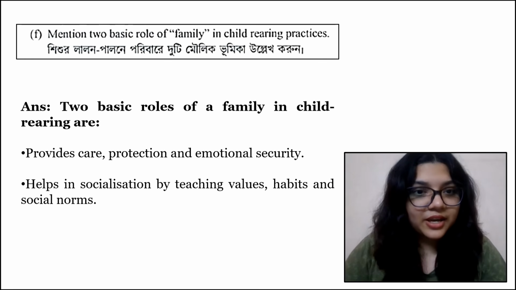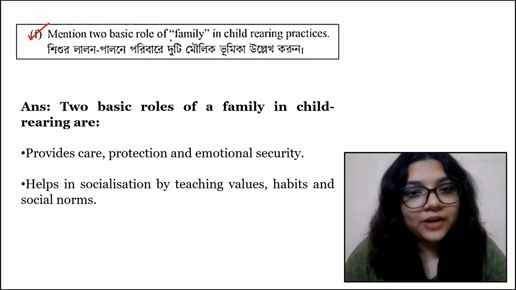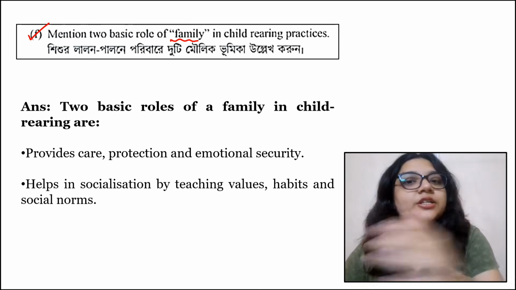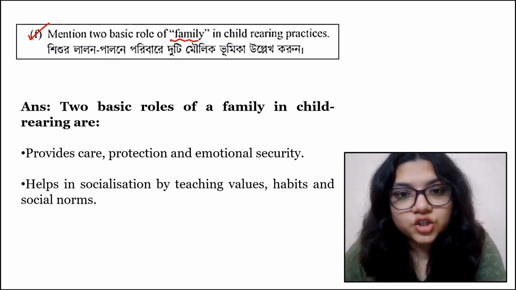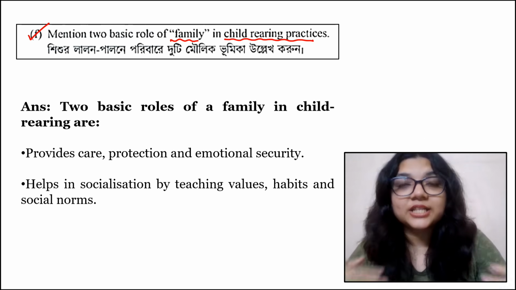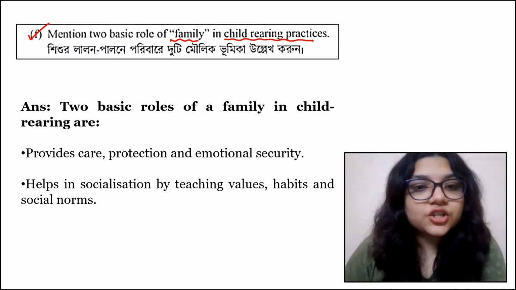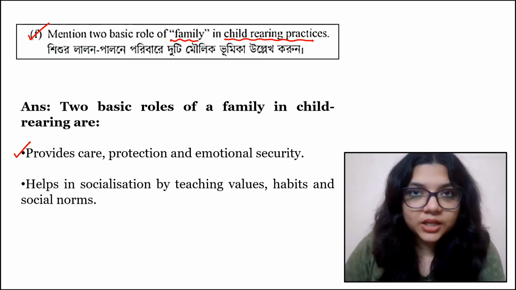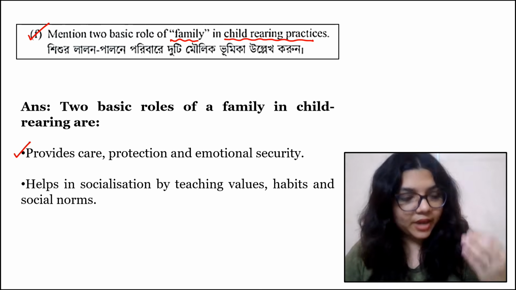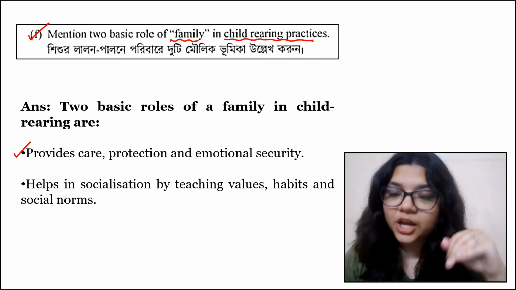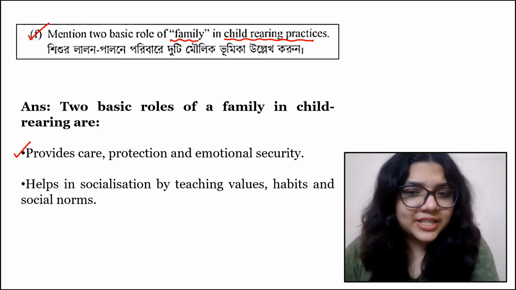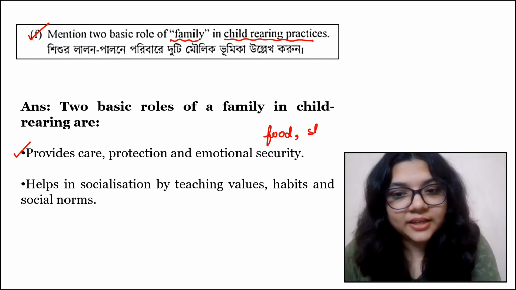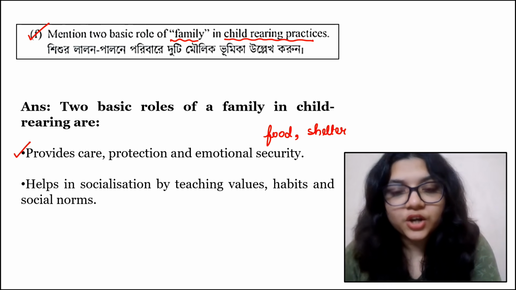Talking about F, mention 2 basic roles of family in child rearing practices. Child rearing practices actually means the process of a child growing up in a family. So the two basic roles of a family in child rearing are, the first one, the family provides care, protection, and emotional security. If I take it in very simple language, the first thing is food. The second thing is shelter, right?